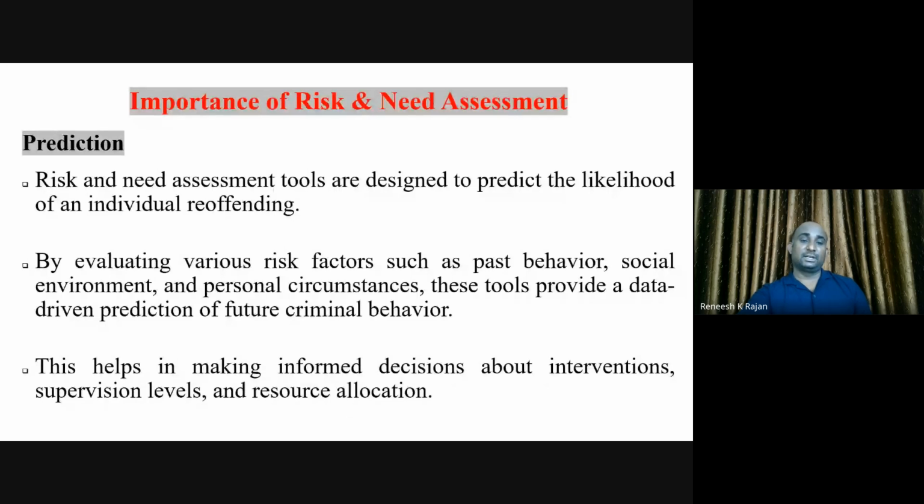By evaluating various risk factors such as past behavior, social environment, and personal circumstances, these tools provide a data-driven prediction of future criminal behavior. This helps in making informed decisions about intervention, supervision level, and resource allocation. So based on this risk and need assessment, we know what kind of intervention should be given to a particular individual, what the supervision levels are based on their risk of reoffending, and where we have to allocate our resources or give more focus.